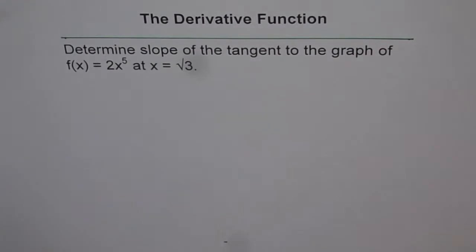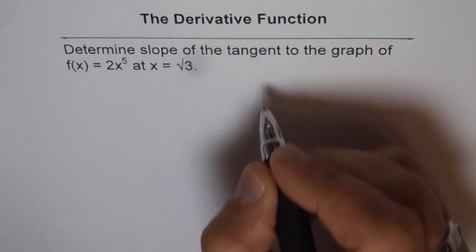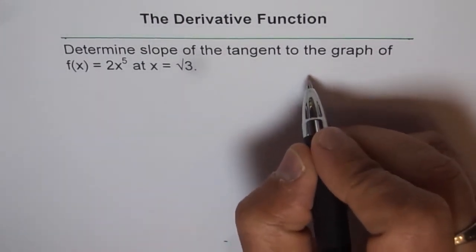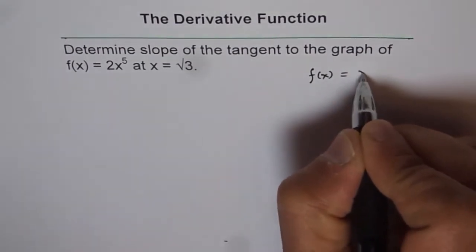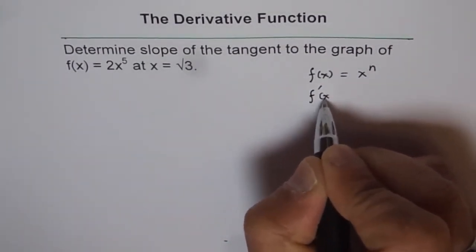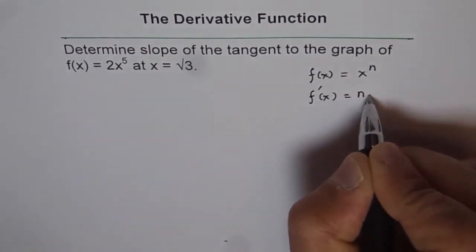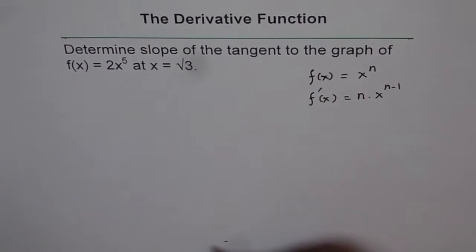And in this particular case, we are going to use our rules. So the two rules which we are going to use here are one, which we call power rule. The power rule is that if f of x is equal to x to the power of n, then f dash x is equal to n times x to the power of n minus 1. So that is the power rule.